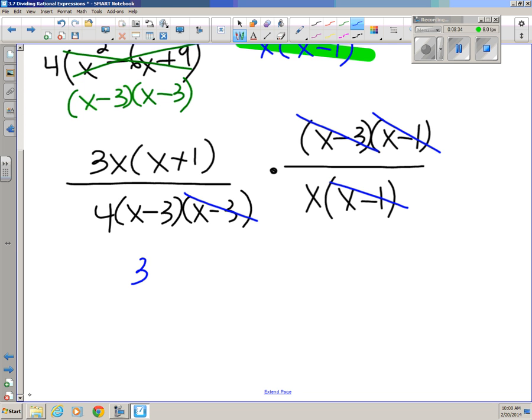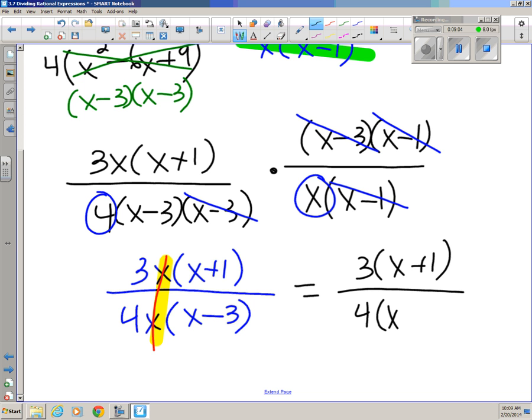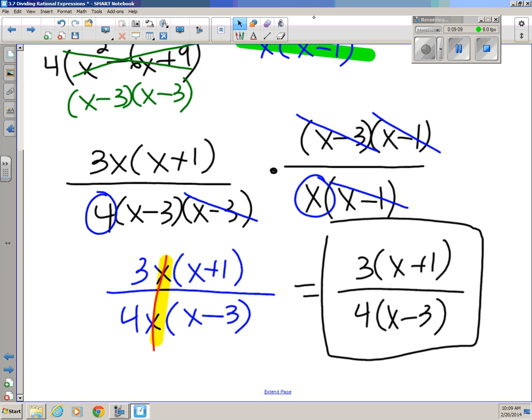So the numerator becomes 3x with an x plus 1. Everything else is crossed out on top. The bottom, I've got this 4 and this x. So this becomes 4x. And then I can't forget that that particular polynomial is down there. All that's left to do is to realize that I've got these monomials on the outside, these x's. Well, they're going to cancel each other out. Final answer, 3 with an x plus 1 on the top, and 4 with an x minus 3 on the bottom. So that becomes your final answer.